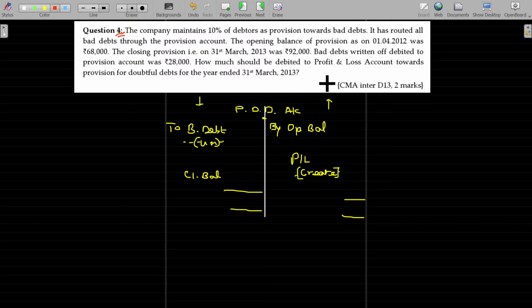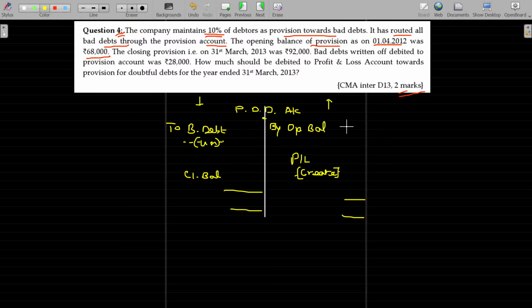This question number 4 was asked in CMA Inter carrying only 2 marks. Such questions you can expect very often. The company maintains 10% of debtors as provision towards bad debt. It has routed all bad debts through the provisions account. All the bad debts are routed through the provision for doubtful debts only. The opening balance of the provision as on 1/4/2012 was 68,000.